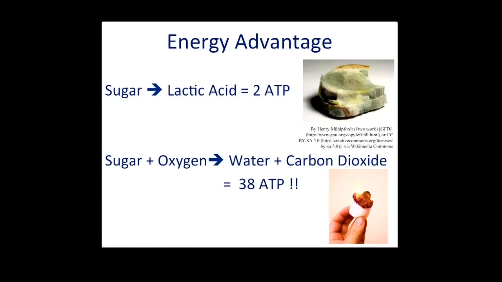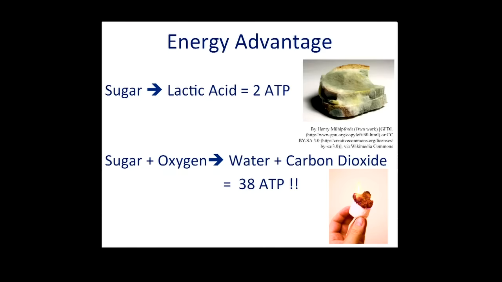Burning the sugar with oxygen gives you almost 20 times as much ATP as you get from running it without oxygen. It's a huge energy advantage, 20 times the amount of energy. And this allows the cell to do a lot more than a prokaryote can do without the oxygen burning ability. I have that little marshmallow in there just to give you an example of the amount of energy in sugar when you burn it. If you've burned your marshmallows over your campfires, it catches fire and it burns pretty well. There's a lot of energy in sugar when you burn it with oxygen. Of course, the cell takes it in small pieces and turns that into ATP rather than let it burn like that.